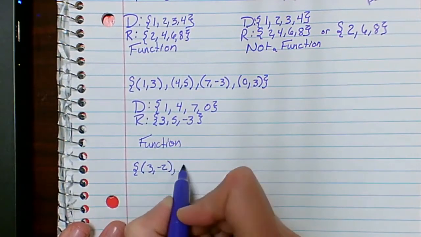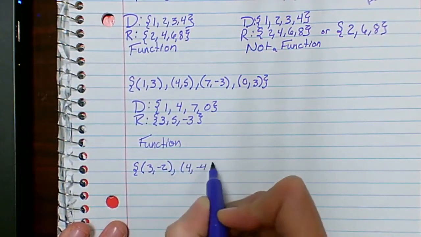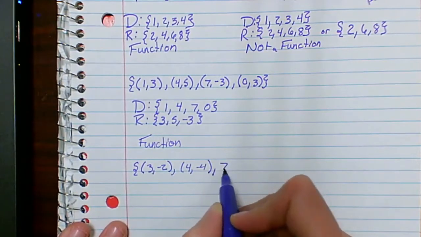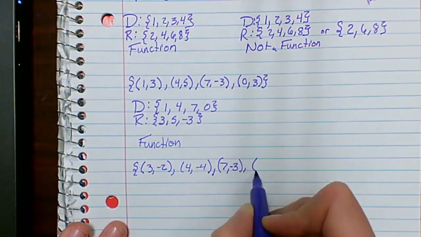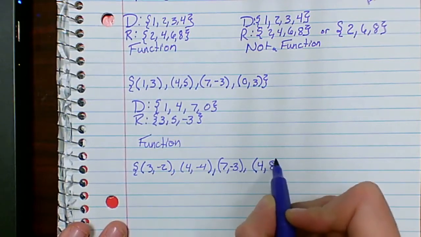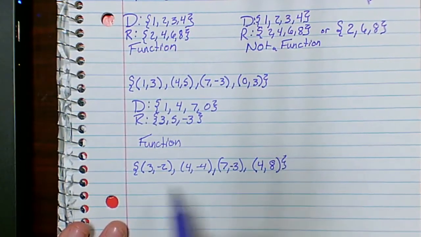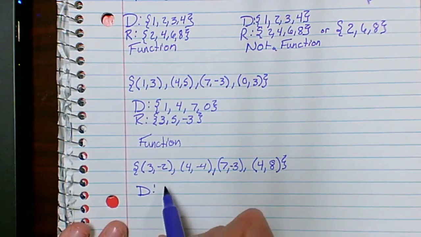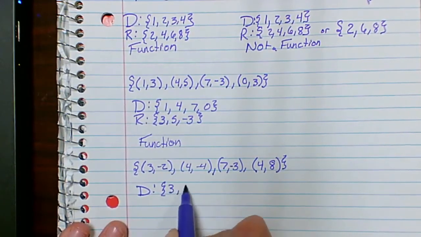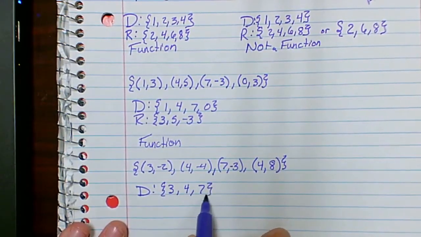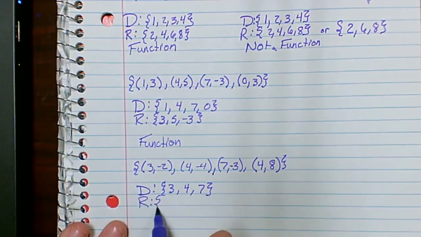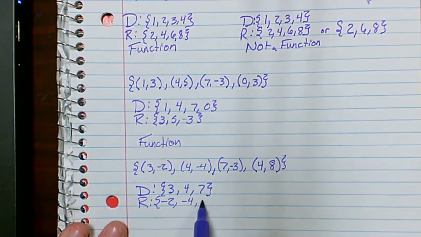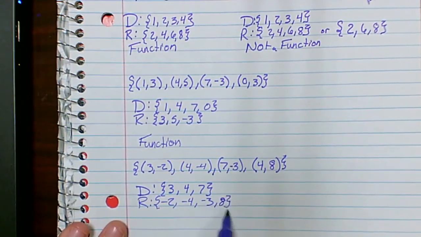3, -2, 4, -4, 7, -3, and 4, 8. So our domain is 3, 4, 7, and 4. I already have a 4 written down. The range is -2, -4, -3, and 8.